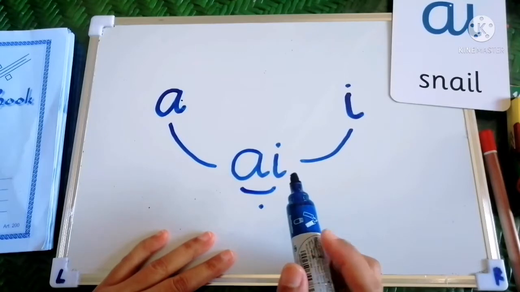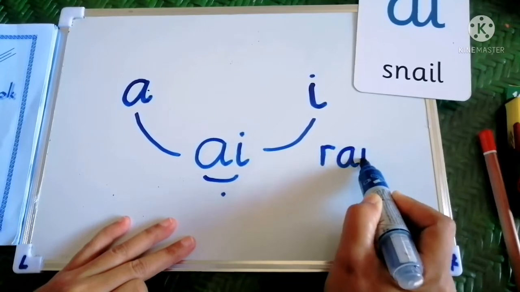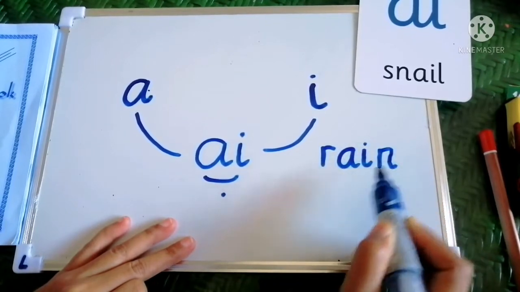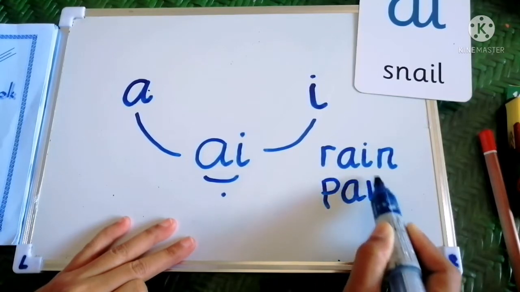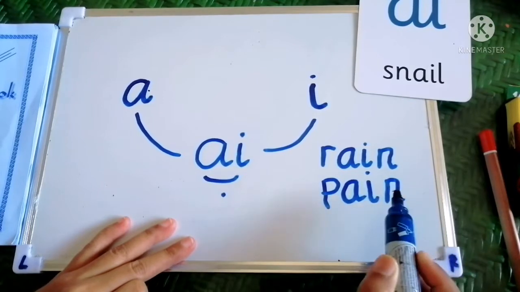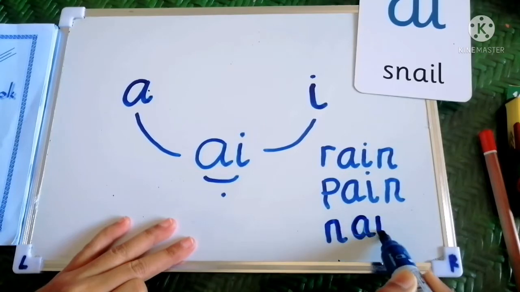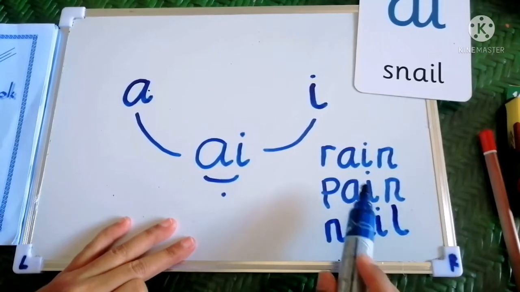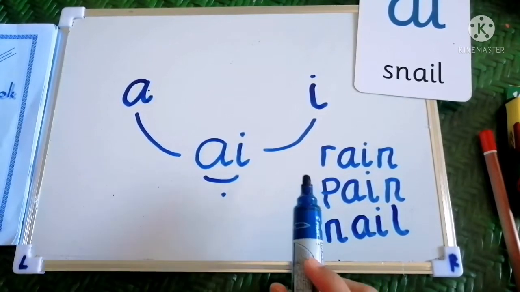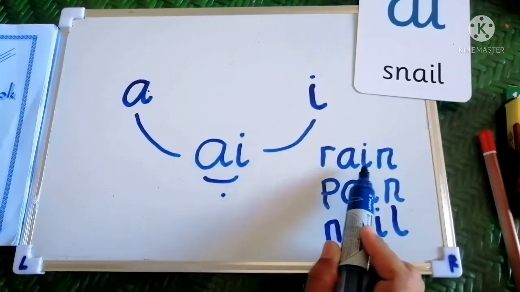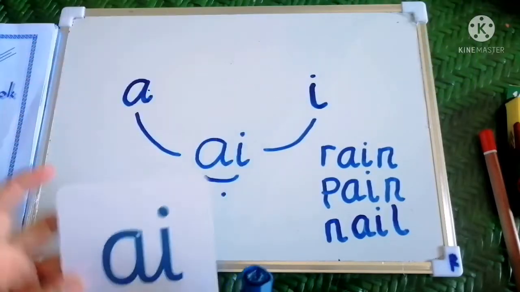Very good. A. Okay. There is rain. See? A. Rain. What else? Pain. Pain. What else? Nail. Remember, yeah? See? It has an A sound in it, right? Very good. But today, Teacher Dewi wants you to write A is for rain. Why did Teacher Dewi choose rain? Because it's easy for you and easy for Teacher Dewi to draw, okay?